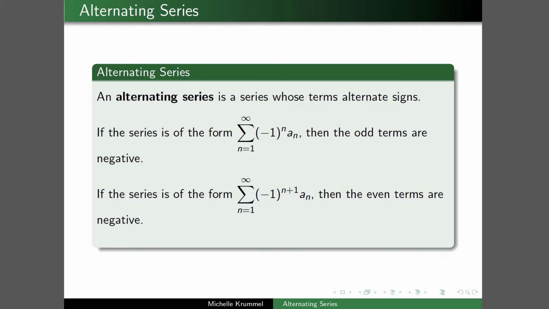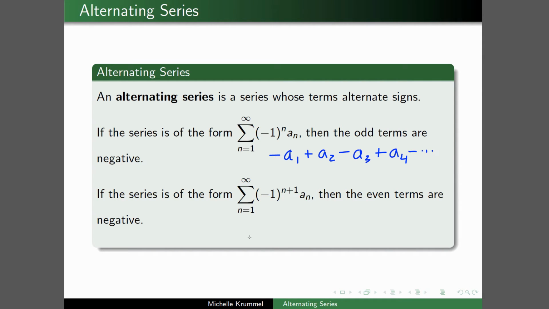when n equals 1, we get negative a sub 1. When n equals 2, we get positive a sub 2. When n equals 3, we get negative a sub 3, and so on, so that our odd terms are negative and our even terms are positive.